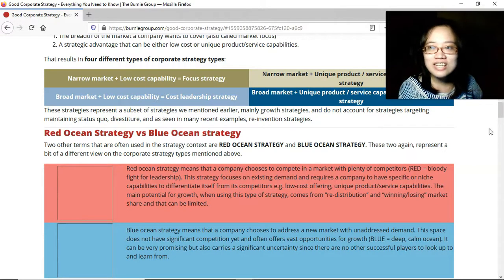So, minsan, siguro sa marketing na din or information dissemination, yun yung kahirapan dito sa blue ocean. Making sure that the public knows that you already exist and that you are addressing a particular problem.